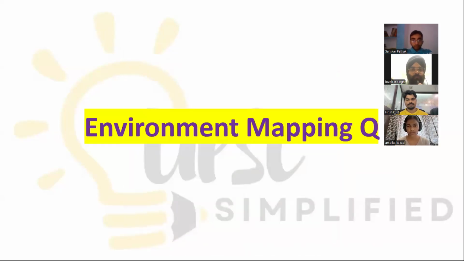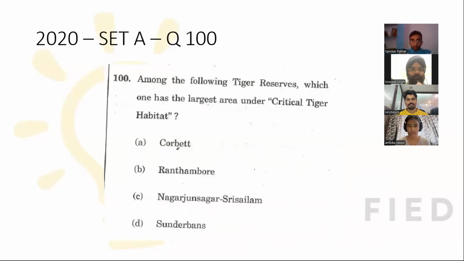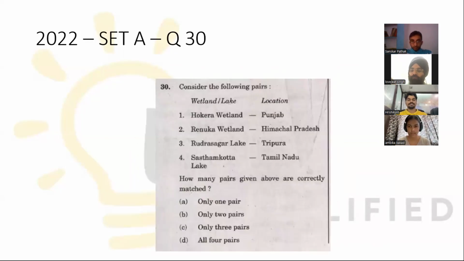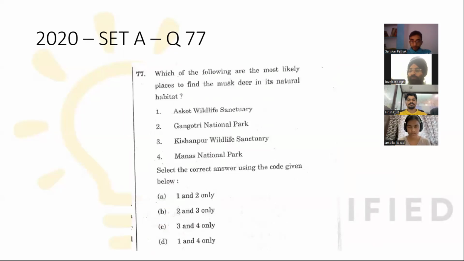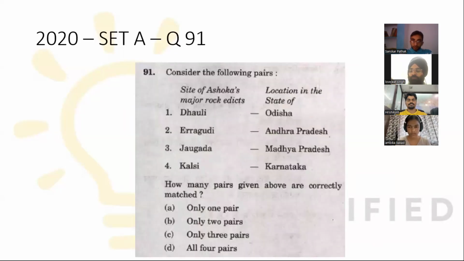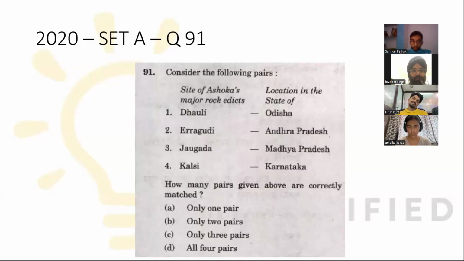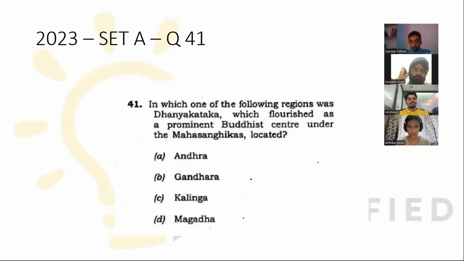Again, there is another category of environmental mapping questions. They are asking about tiger reserves, national parks, wetlands, Ramsar sites; this is a favorite area. Then there is the history mapping area where they are asking about places of historical importance. For example, sites of Ashoka's major rock edicts, the location of those rock edicts. Then they asked about ports, a very famous theme of UPSC: Ghantashala, Kadura, and Chaul were the ports. So this is history mapping. This is a new area which is emerging. They asked this in 2020. Then in 2023, they asked about Dhanyakataka. All these questions they are asking.